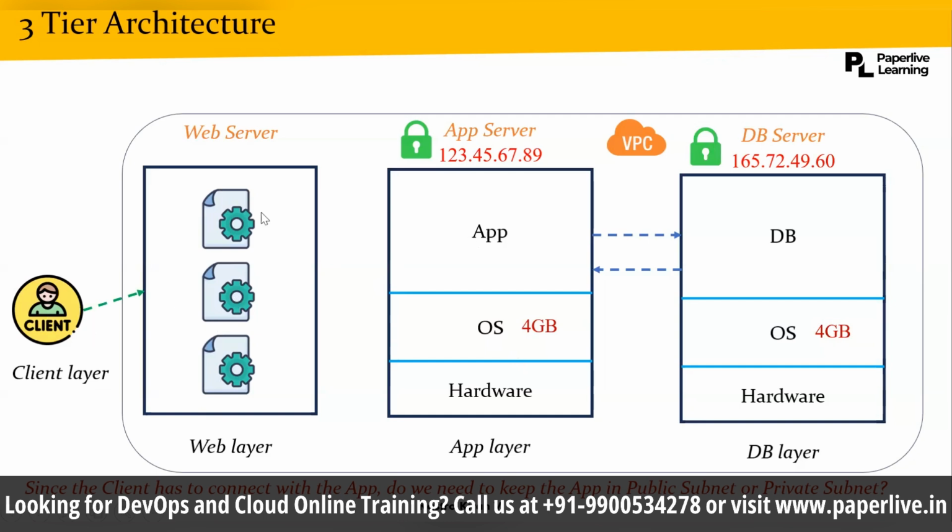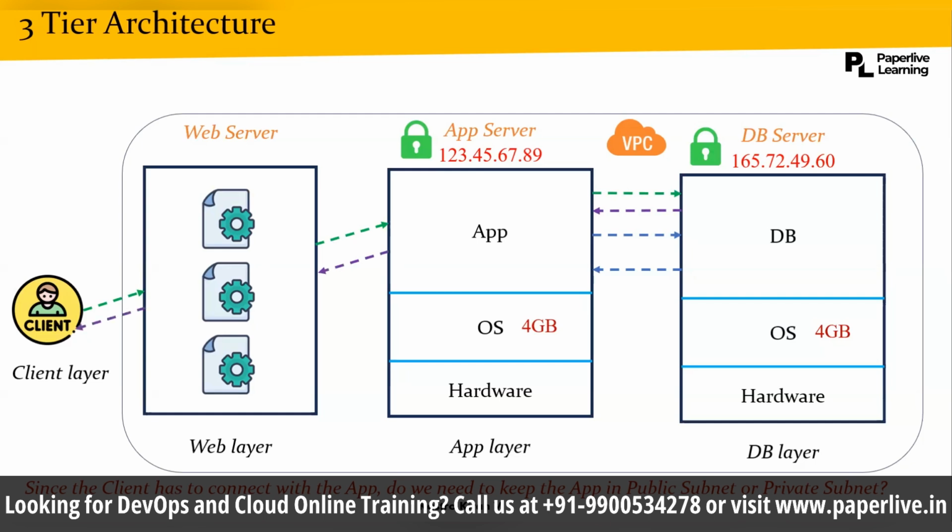web layer. In the web layer, the configuration will be checked. If the configuration is proper, the web layer will transfer the request to the app layer. From the app layer, the request will be transferred to the database layer. From the database layer, we'll get the response to the app server. From the app server, we'll get the response to the web server. From the web server, we'll get the response to the client. And that is how you will access the applications.